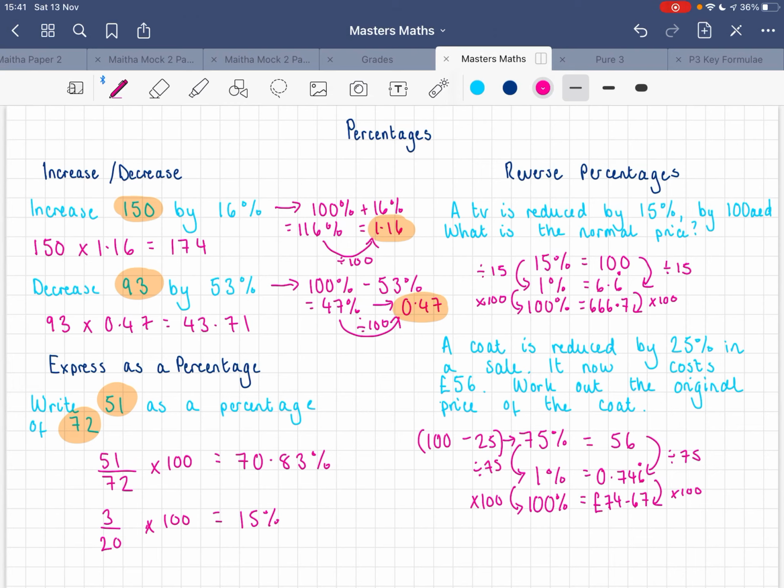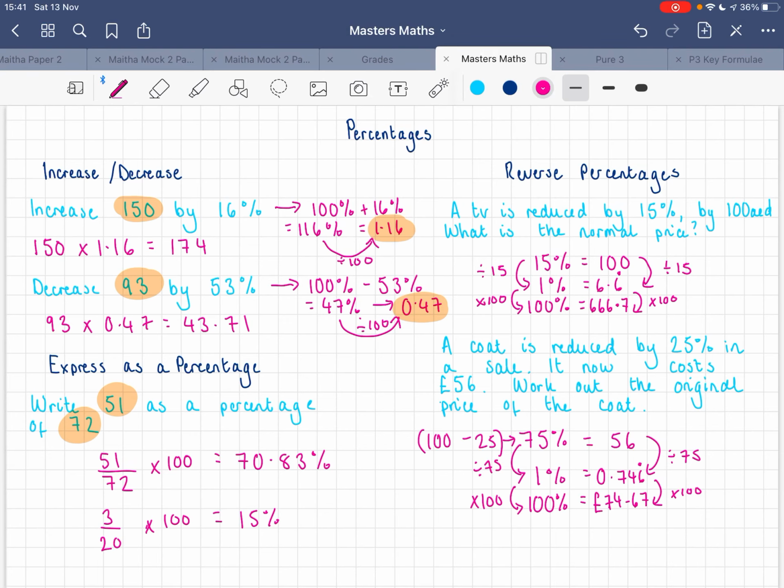So 74.67. But the method is very much the same as the previous question. Work out what percentage you have and how much it is worth in terms of money. Divide it down to get 1% and then multiply it back up to get the original 100%. We're always working with 100% as the original value.